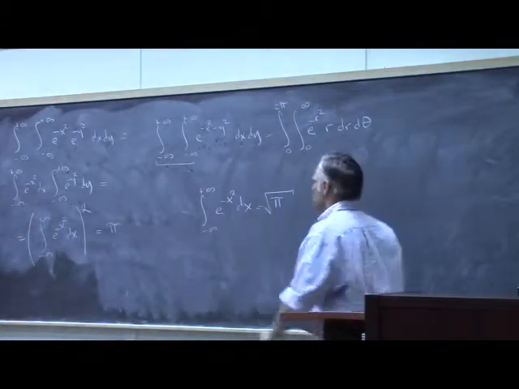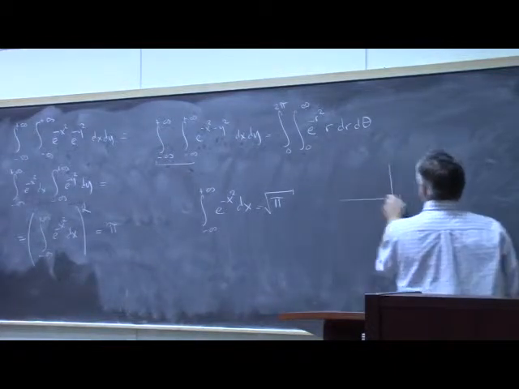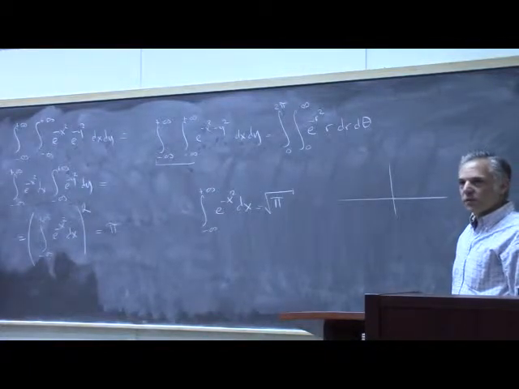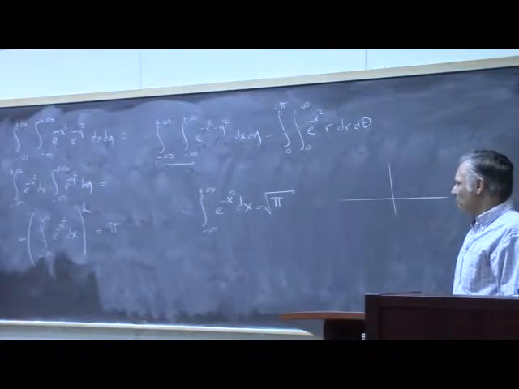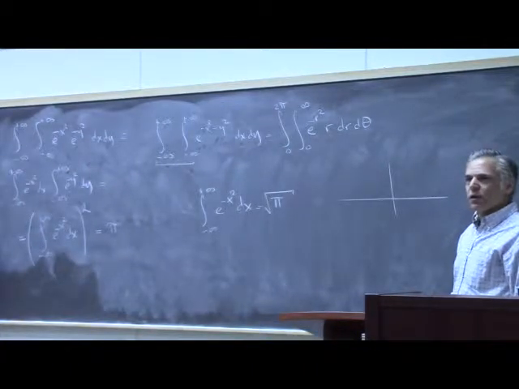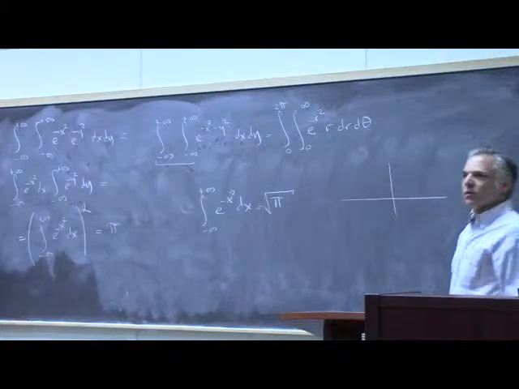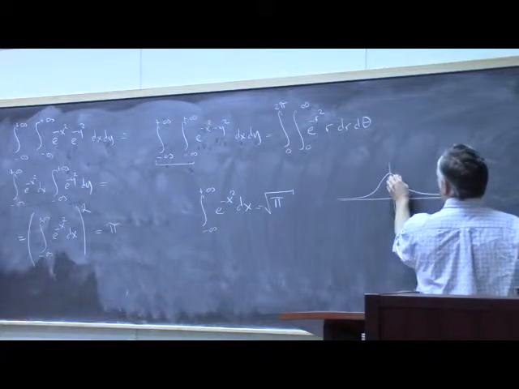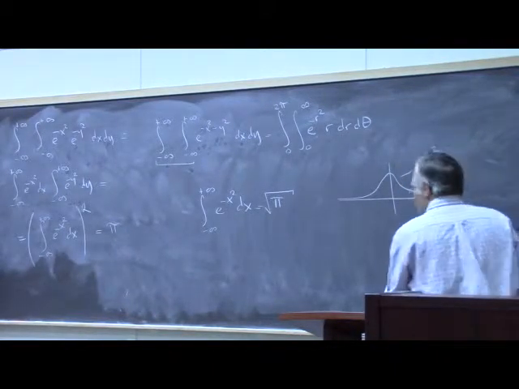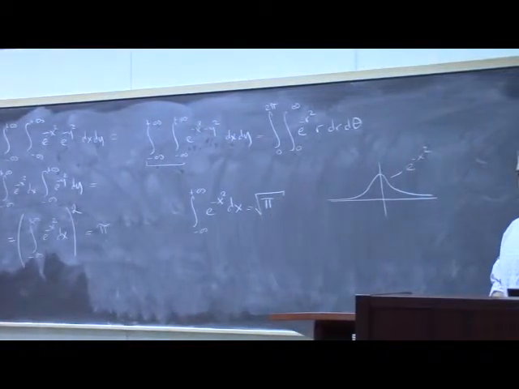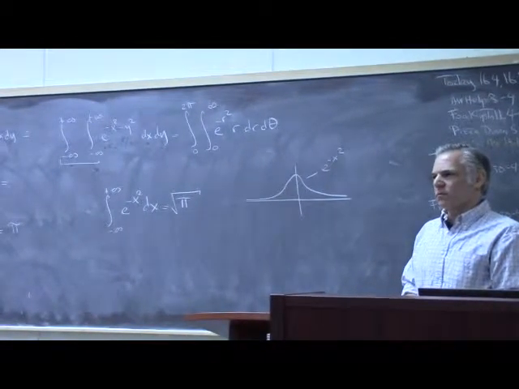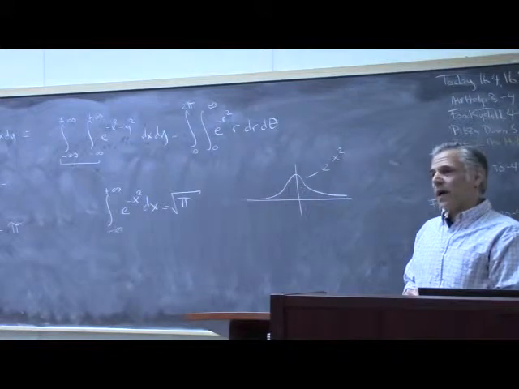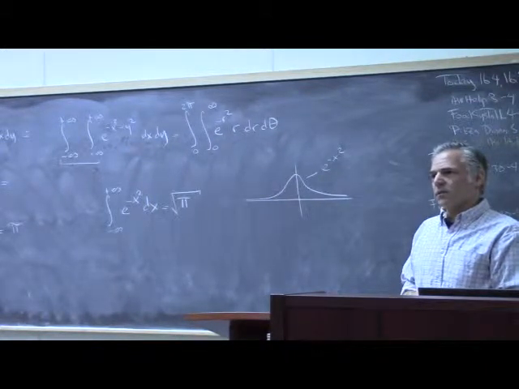this function here. Is that at all familiar? E to the minus x squared. In statistics, that's a bell curve, or a normal distribution. Not normalized, but it's an unnormalized normal distribution. It looks like this. So the formula for a normalized bell curve, normal distribution, you've probably seen that at some point. The punchline: somebody has seen that distribution, and there's a square root of pi in there. You remember?